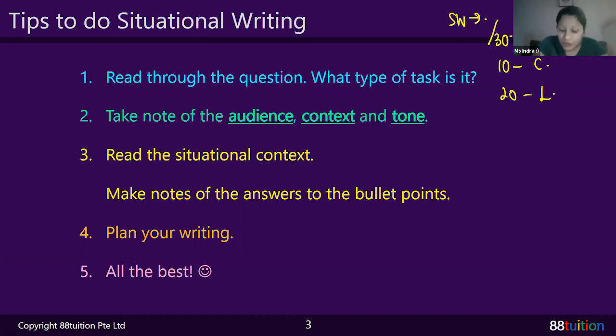Read through the question. What type of task is it? You need to understand what type of task you are being told to do when you look at your question paper. Take note of who your audience is, what your context is, and what your tone is supposed to be. Read through the situational context, the visual that you're given. Make notes of the answers to the bullet points, because you'll be given some questions or bullet points that you have to take note of. Plan your writing, and of course, wish you all the very best.